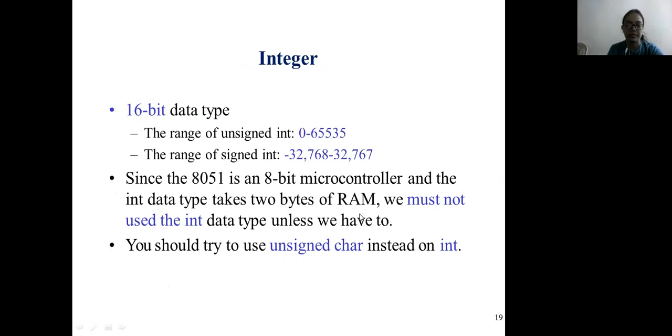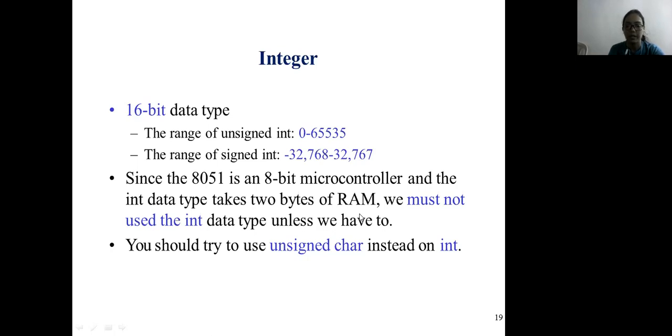The next data type is integer. Integer is a 16-bit data type. The range of unsigned int is 0 to 65535, while for signed integer the range is -32768 to +32767. Now, as 8051 is an 8-bit microcontroller, the int data type takes 2 bytes of RAM.